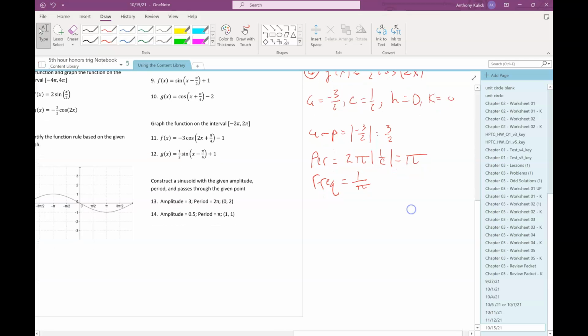Okay. Next thing I need to do is we need to graph this thing, it says. So I'm going to start by making my transformation map. I know that the transformation map is Cx plus H, and then Ay plus K. So in this case, my C is 1/2, my H is 0. I'm not going to bother to write the plus 0. My A is -3/2, and my K is 0. I'm not going to bother to write the 0.